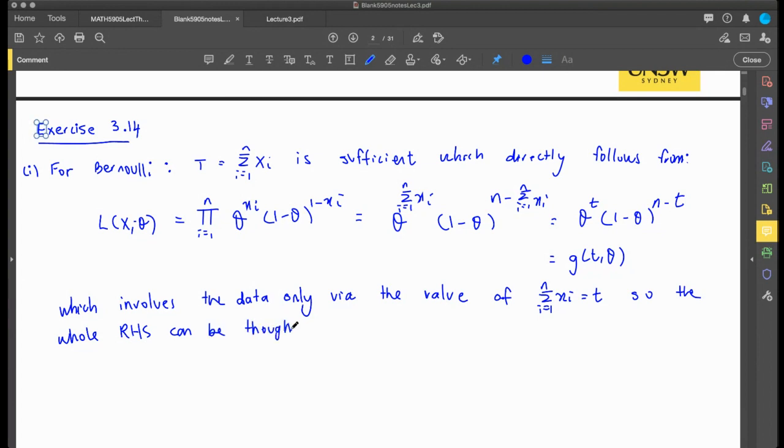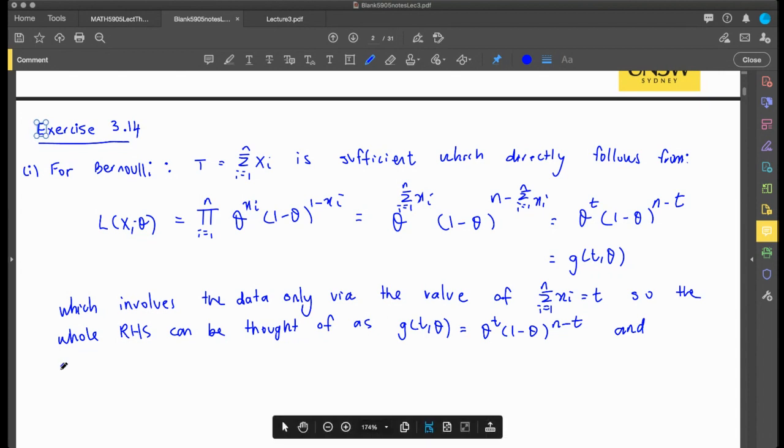So the whole right-hand side can be thought of as g(t, theta). As I said, it was just theta^t times (1 minus theta)^(n minus t). And we can simply set h(x) to be the constant 1. And that's it. There you go.